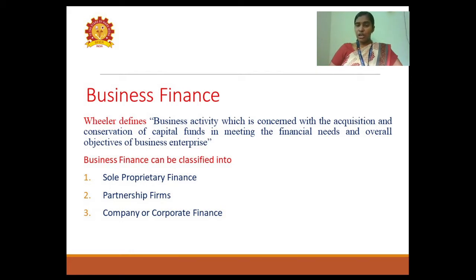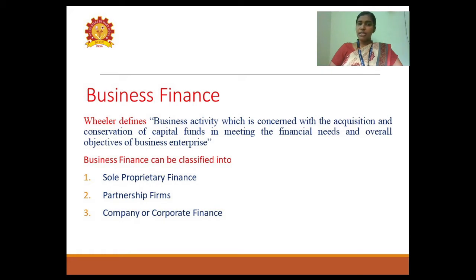So definitely an organization has different goals and objectives. To meet those goals and objectives, definitely they need money. So in business activities, how are they going to get that money and how are they going to use that money with minimum returns? That is the business activity, just to meet the objectives of the business enterprise. For that they need finance.